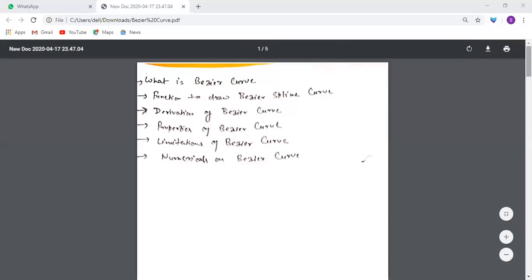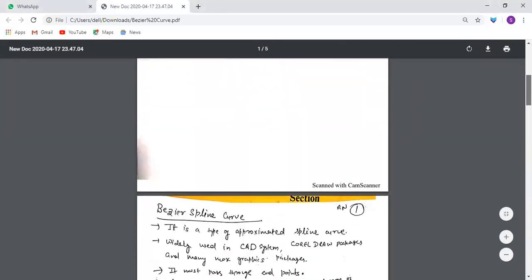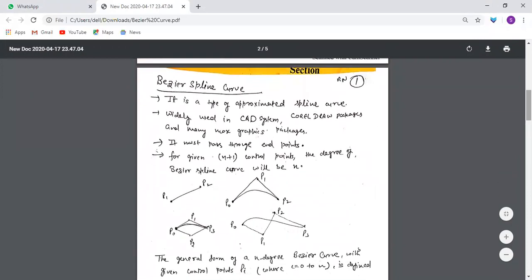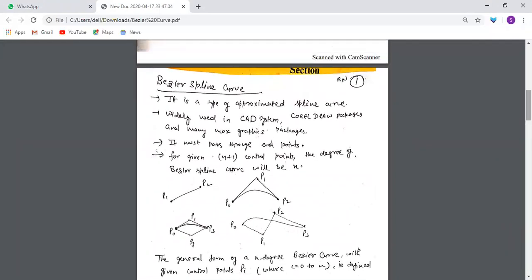Now, see, Bezier spline curve. It is a type of approximated spline curve. So Bezier curve is also a spline curve, so it has to be either an interpolated curve or an approximation curve. So Bezier spline curve is a particular curve that is an approximated spline curve. That means it follows approximation. And what is the meaning of approximation?